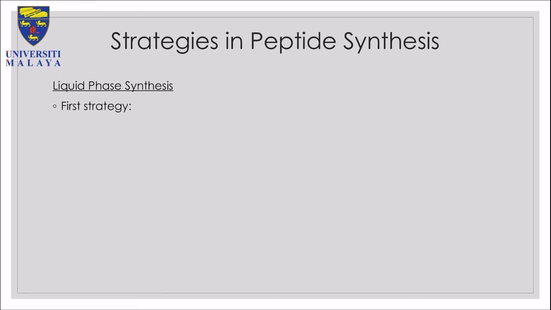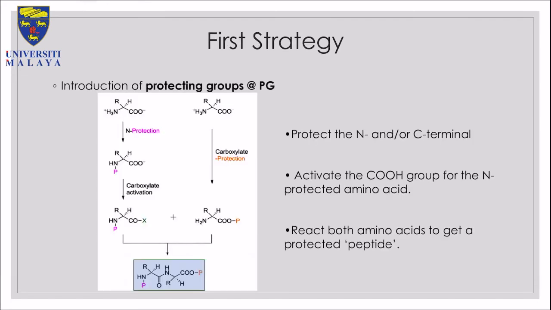If you divide this into two sections, one section is the conventional way, which is liquid phase synthesis. So basically it's just the normal way by which you just combine two things in a solvent and then you'll get your product. Okay, the first strategy, what you can do, is to introduce a protecting group.